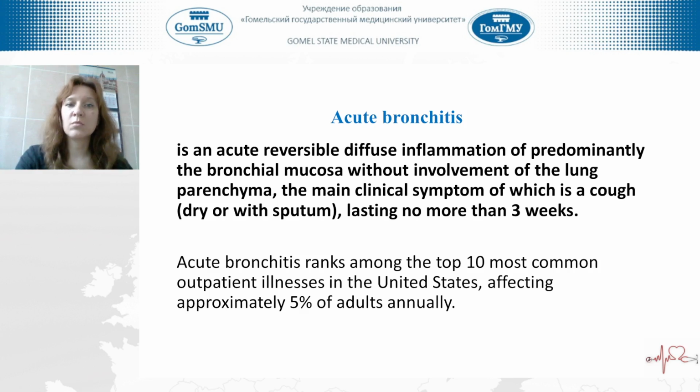Acute bronchitis ranks among the top 10 most common outpatient illnesses in the United States, affecting approximately 5% of adults annually.